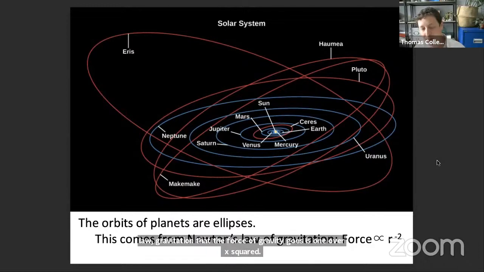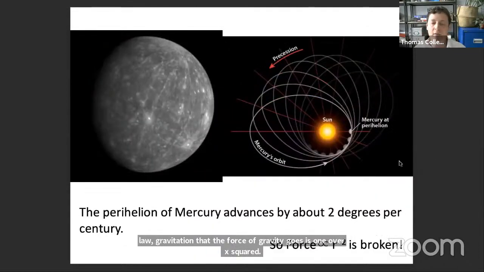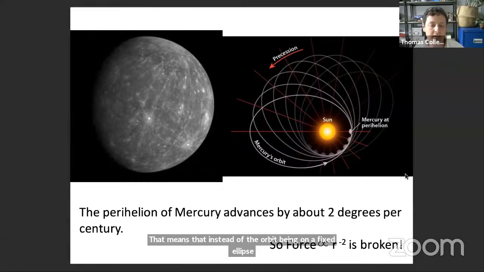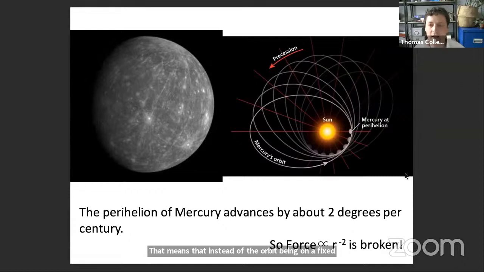However, that simple picture that planets go on ellipses is slightly wrong. Indeed, it's been known for quite some time that the perihelion of the orbit of Mercury advances by about 2 degrees per century. That means that instead of the orbit being on a fixed ellipse, that ellipse is slowly rotating. And you don't get that in Newtonian gravity. If the force goes as 1/r², then this simply shouldn't happen.